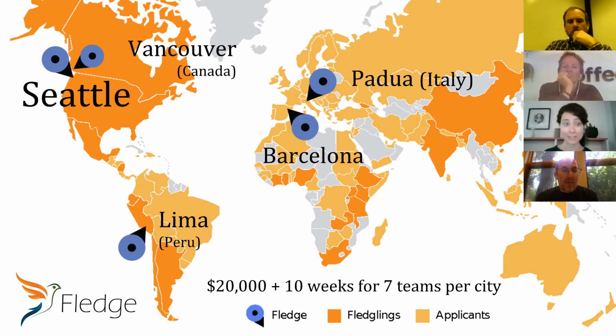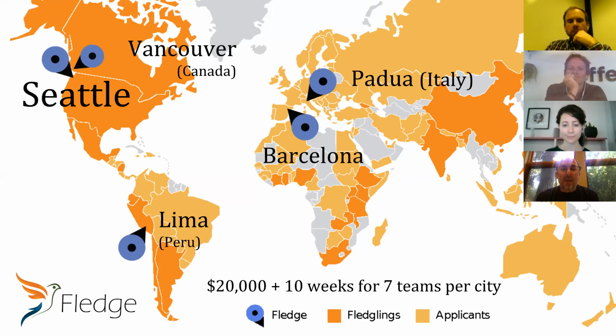So we don't have a blue dot in Africa yet. Right now, when you get an invitation to Fledge, it comes with, again, enough cash that you can pick yourself up and move to one of these cities, whichever one you got into. And you're expected to be there for the entire 9-week program.